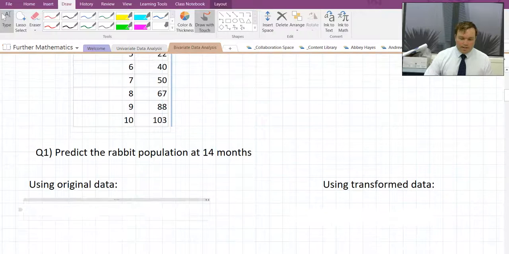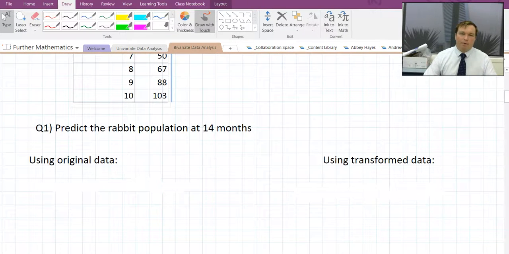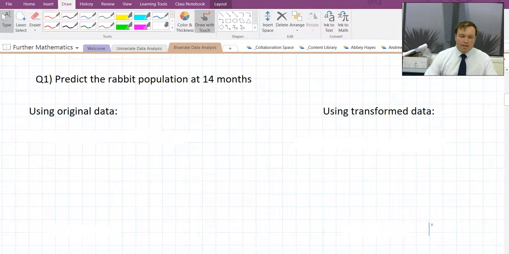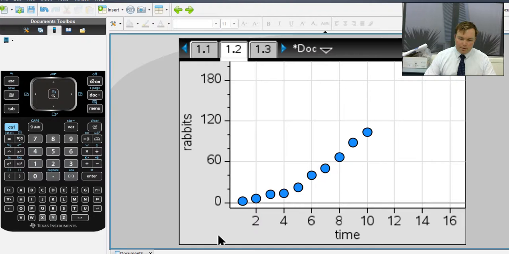The question we're going to ask is, let's predict the rabbit population at 14 months. Now this is extrapolation, so it might not be entirely reliable, but if we look at the graph, and we go across to 14 months, and then we head up to where the curve might be going, we could sort of imagine the curve going up here. Oh, we'd expect 190, close to 200.